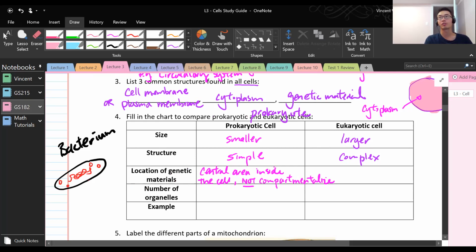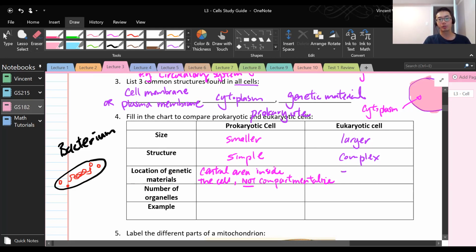We learned that in lecture 8, I think, or 8 or 9. I don't exactly remember, but we will. Okay, but the genetic material is just kind of hanging there. It's not confined in a single place like in the eukaryotic cells.